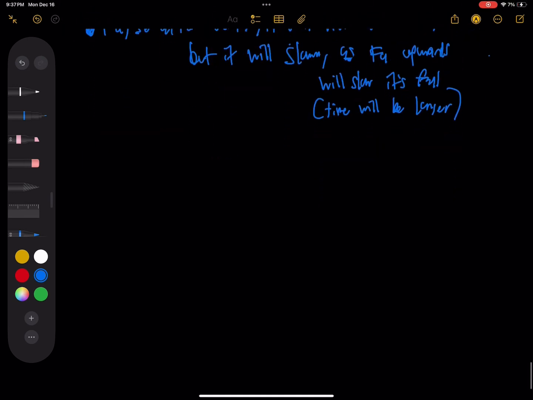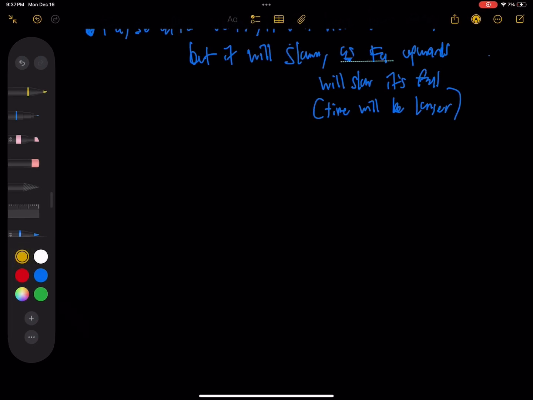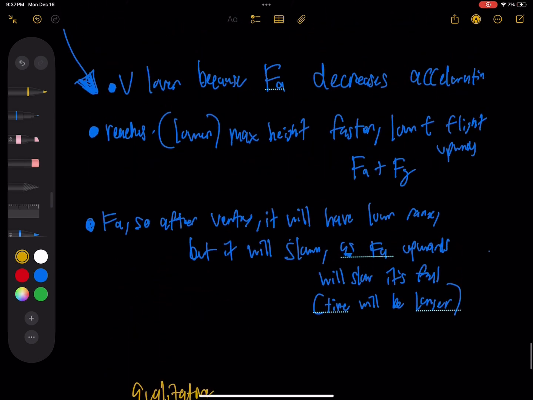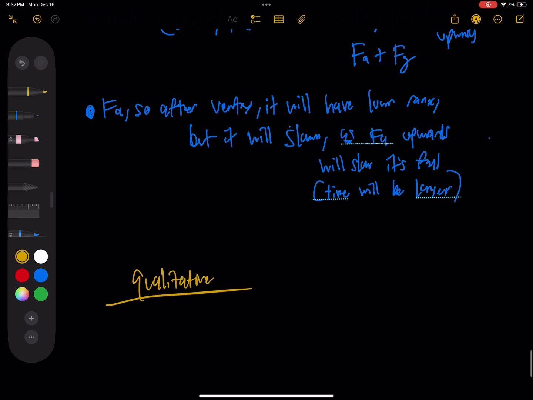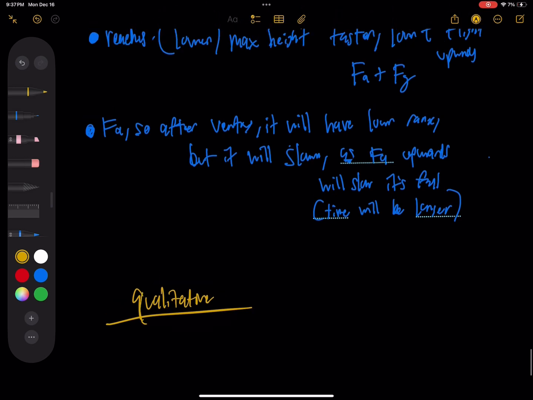Now for the example problems with equations. Just kidding. We only have to know the qualitative of what happens when you have air resistance. So we don't actually have to know any formulas about air resistance, from what I've heard from Kognity, which is really nice.